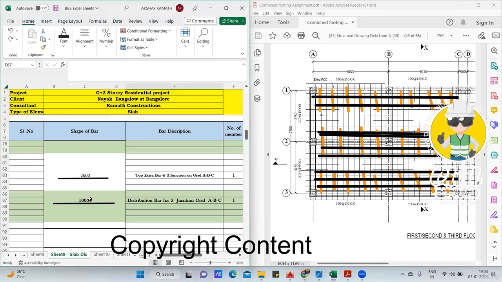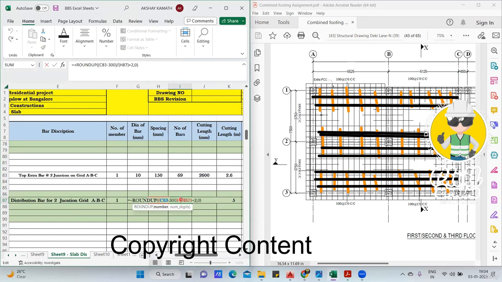Okay. Same thing I've done. Again, the cutting length remains the same. This length remains the same, so I've directly written that. So I've written distribution bar on grid number 2, laying in A, B and C. Okay. Along. Fine. So the number of bars, you just see. How will we find the number of bars? So this length I know. This length also I know. That is already given here.